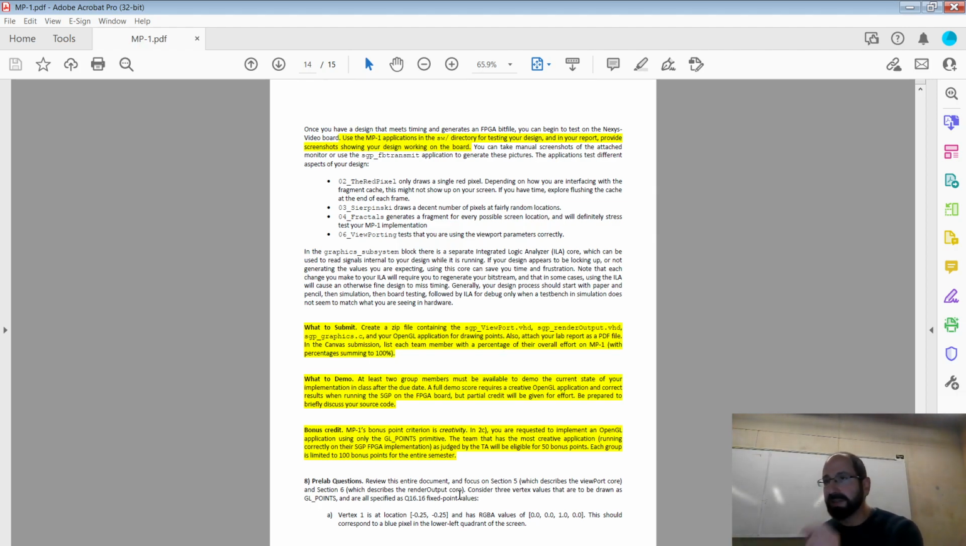We haven't talked entirely about what that means, but it's going to be this XY location: negative 0.25, negative 0.25, and it's going to have a color value. We talked a little bit about that, and we'll be talking more about it soon. And just kind of walk it through.